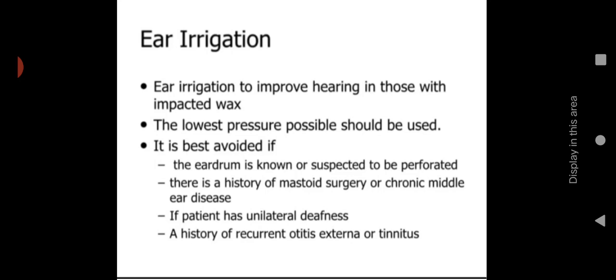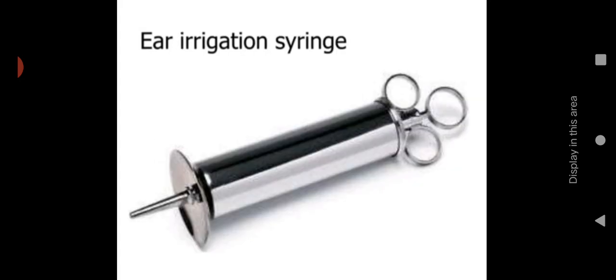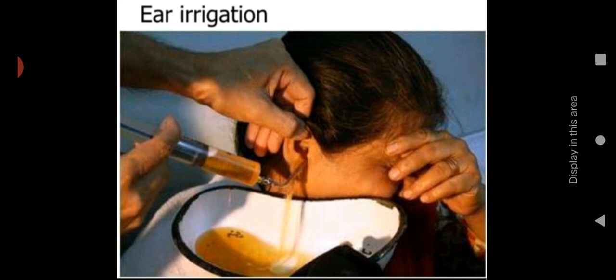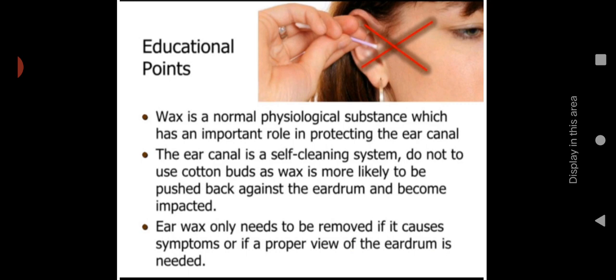Then there is a history of mastoid surgery or chronic middle ear disease. If they have any such history, we should not do ear irrigation. Then if the patient has unilateral deafness, if deafness on one side is there, we should not do it either, because it can lead to complete loss of hearing in both ears. Then a history of recurrent otitis externa or tinnitus. If they have any recent history of inflammation of the external ear or tinnitus, then you should avoid ear irrigation. For ear irrigation, we use this syringe. Yesterday also we saw that with this procedure we can remove a foreign body. This is called ear irrigation. Next, there are some education points mentioned here.